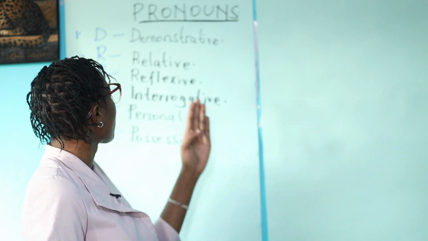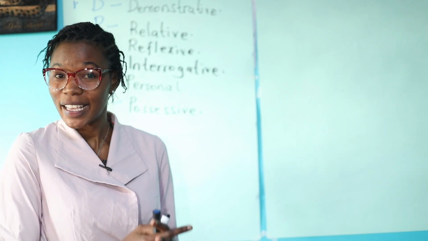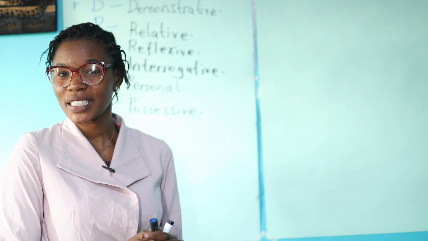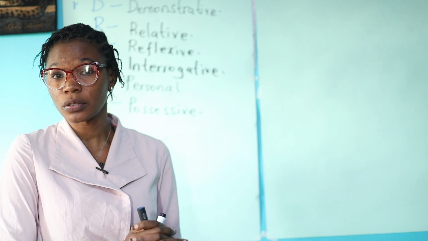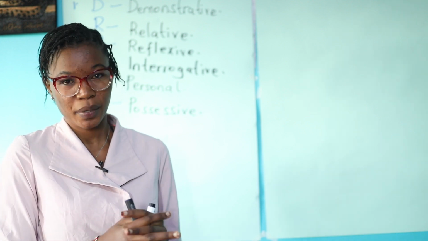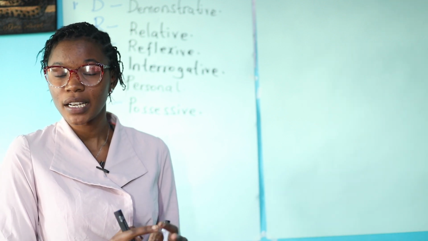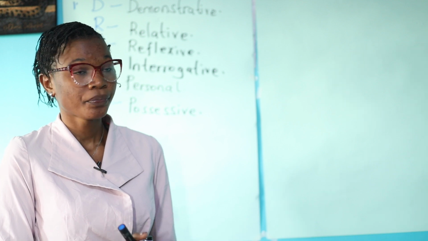The first one, we are going to start with demonstrative pronouns. Demonstrative pronouns are pronouns used to replace the noun talked about in a sentence. If we do not want to mention the same noun that was mentioned before in a sentence, and we want to refer to the specific thing talked about, we'll use a demonstrative pronoun. They include words like this, that, these, and those.